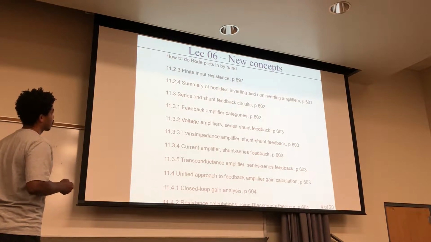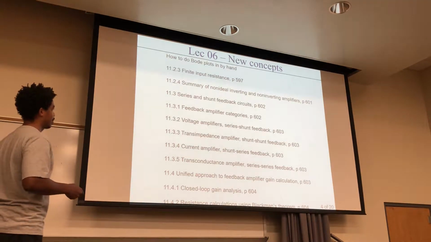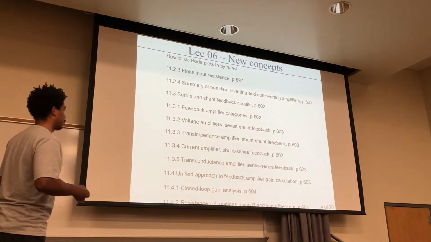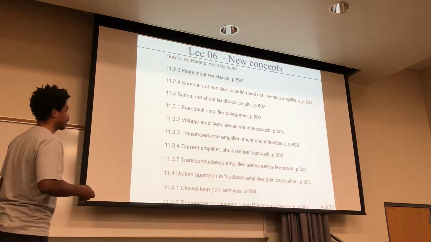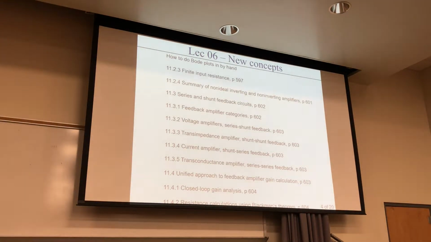These include the voltage amplifier, which is a series shunt feedback; the transimpedance amplifier, which is a shunt feedback; the current amplifier, which is shunt series feedback; and the transconductance amplifier, which is a series feedback. Then we'll look at a unified approach of analyzing these, and also introduce Blackman's theorem. This person used to work back in Bell Labs in the 1930s, 1940s, but he has a very useful equation for looking at input resistance and output resistance of these amplifiers.